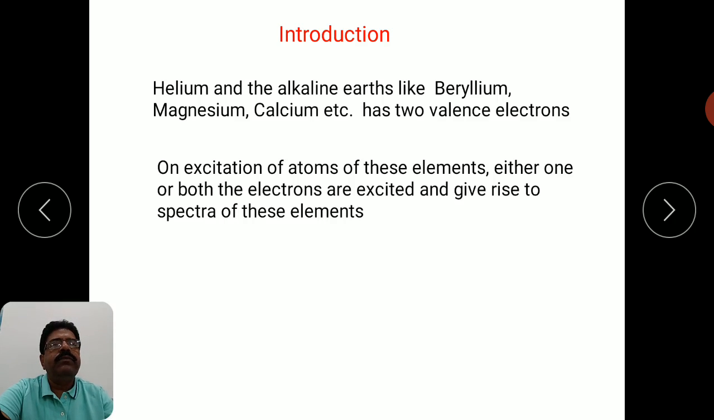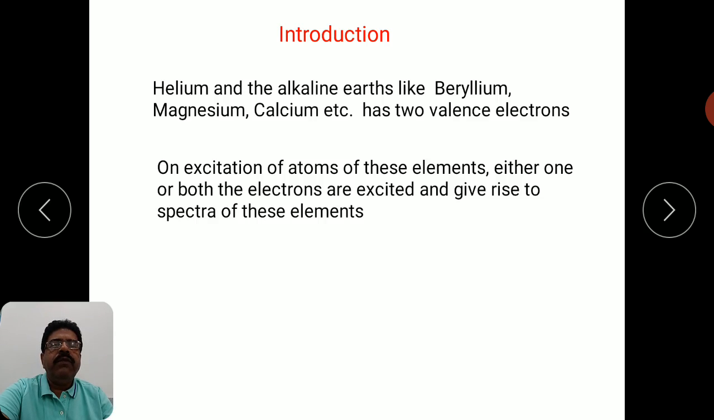So if you assume any particular atom which is having 2 valence electrons, now suppose that atom is excited, so what will happen? Either of these electrons, that means only one electron, or both the electrons, will be excited to a higher state and they will perform a reverse transition. That means they will come back again to the ground state, and in this process they give out photons that will constitute the spectra of these elements.